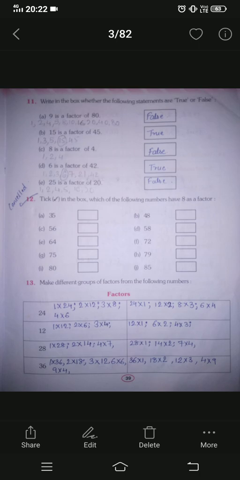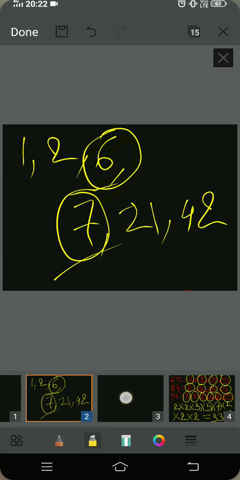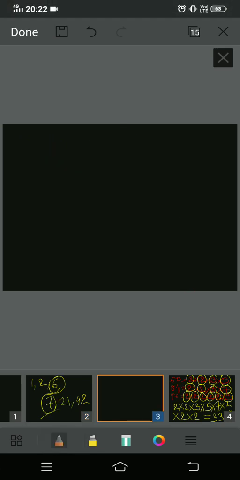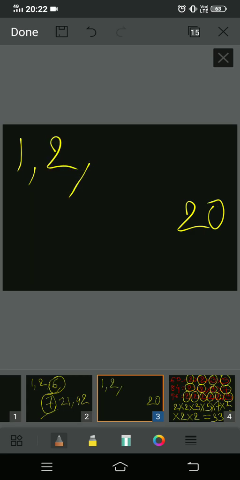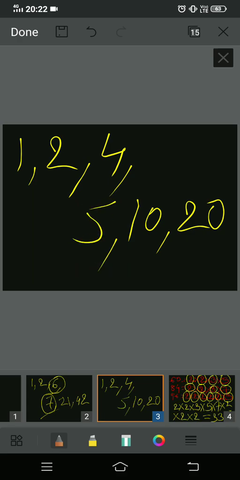Next question is 25 is a factor of 20. How can 25 be a factor of 20? 25 is the larger number, 20 is the smaller number, है ना? So the factors of 20 are 1 and 20, then 2 and 10, and then 4 and 5. Okay, so the factors of 20 are 1, 2, 4, 5, 10, 20. That is it. 25 cannot be a factor of 20. That is why the statement here will be false.